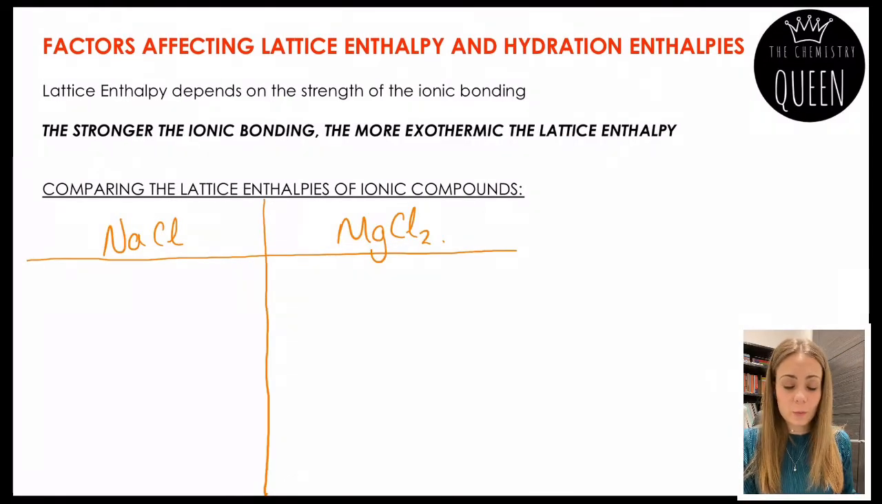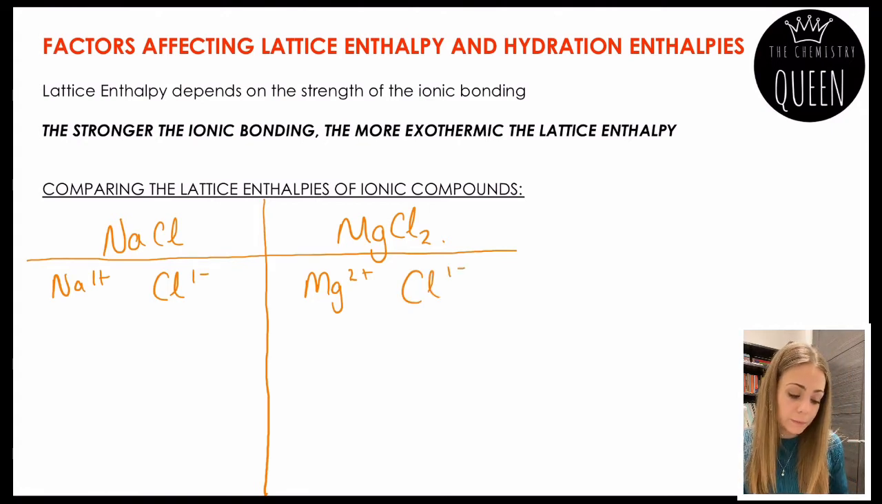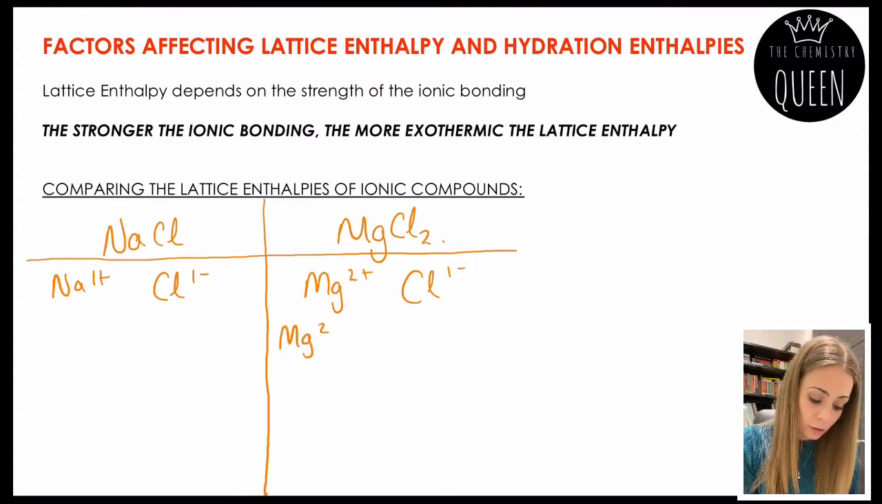Now let's compare the lattice enthalpies for sodium chloride and magnesium chloride. Again, the first thing I need to do is identify what ions are present in each compound. So for sodium chloride, we've got sodium 1+, chloride 1-. And this time magnesium chloride, we've got magnesium 2+, because it's in group 2, and chloride 1-. So again, the negative ions are the same, so they're not going to have an overall effect on the strength of the ionic bonding. However, the positive ions are different. And we can clearly see that the sizes of the charges are different. So magnesium has a bigger charge compared to the sodium.